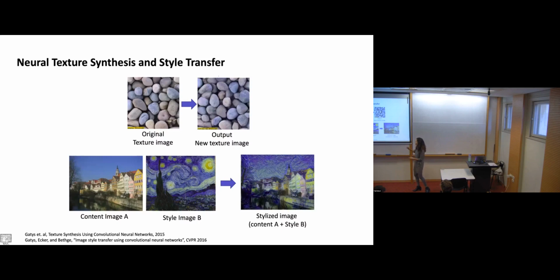So we're going to talk about how to use this observation for two tasks. One is texture synthesis: you're given an input image that is a sample of a texture, and we want to generate a new output image that resembles the same texture. The other is the task of style transfer: we're given two images, one that represents the content and the other that represents some artistic style, and the output will be a stylized image that combines the content of one image and the style of the other image.